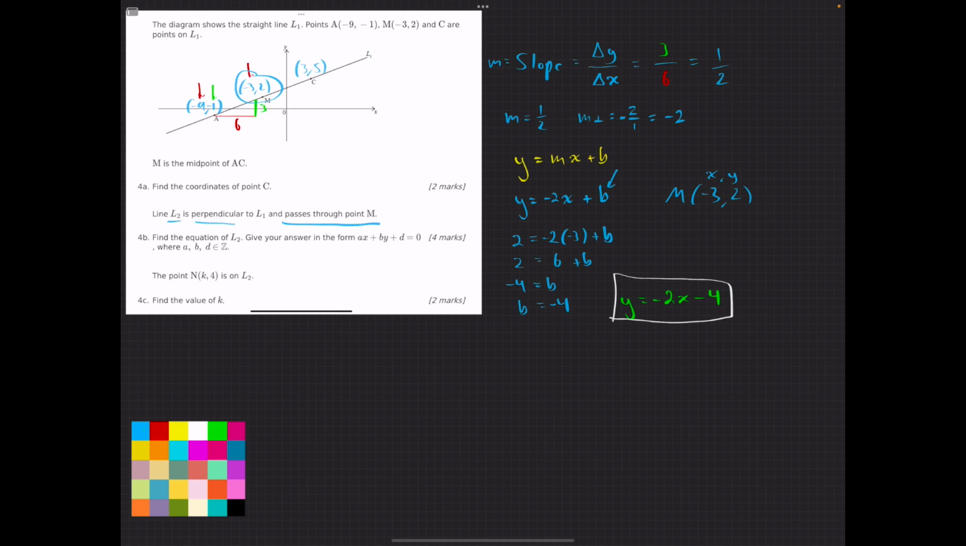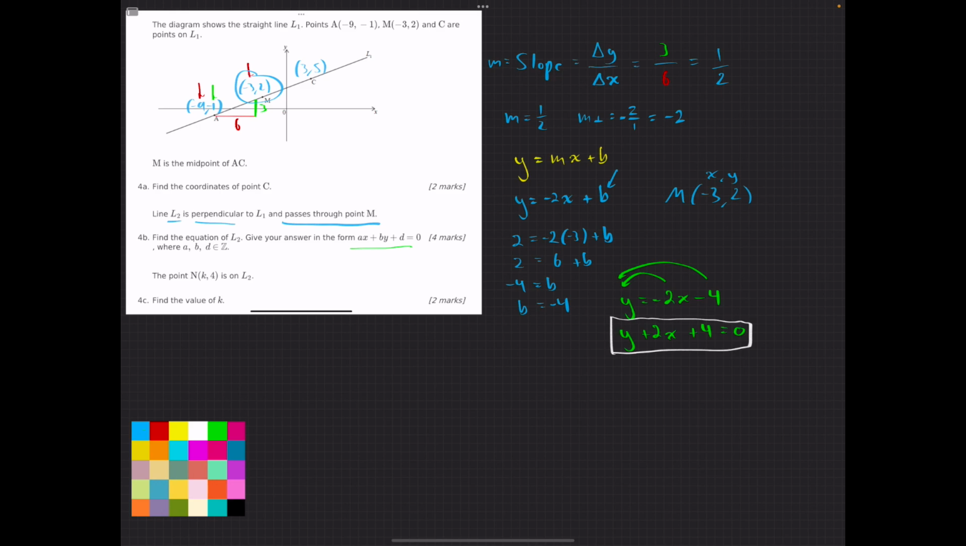Okay, find the equation of L2. Give your answer in the form of ax plus by plus d. Okay, so not quite yet. You would actually, in all likelihood, maybe get penalized for this, to be honest. So what do they want us to do? They want us to write it in standard form, all the values to one side and 0 to the other. So we can write this as -2x, bring it over, it's going to become +2x. -4, bring that over, becomes +4. And now we have 0 on the other side. Now we can box in our answer. And that's it. Y plus 2x plus 4 is equal to 0.